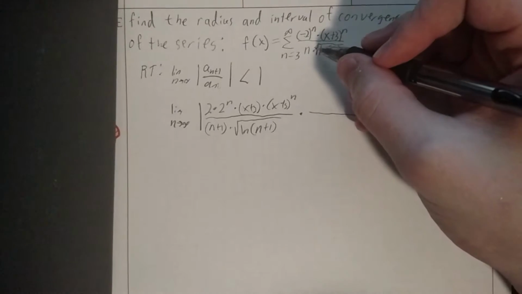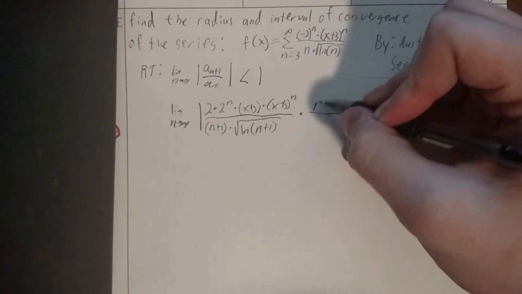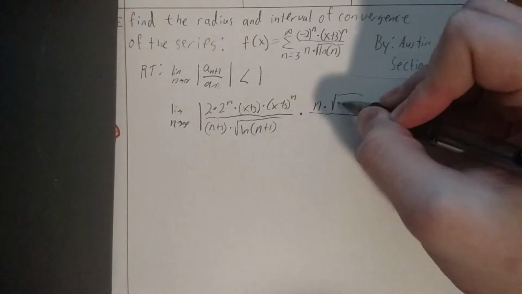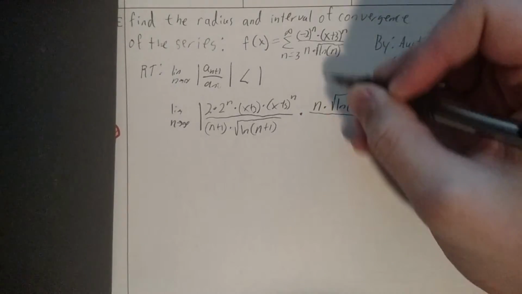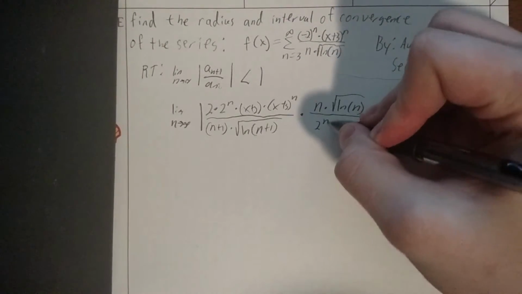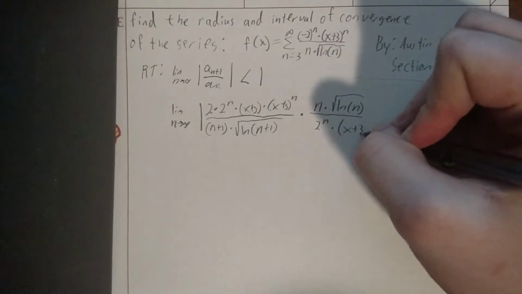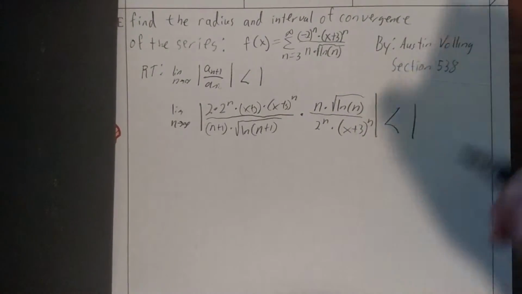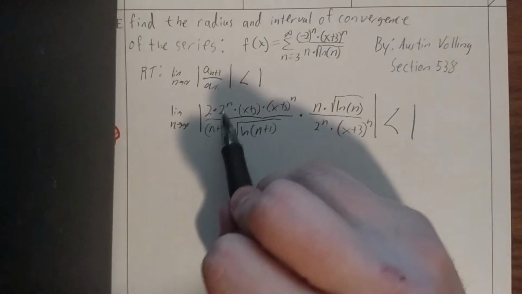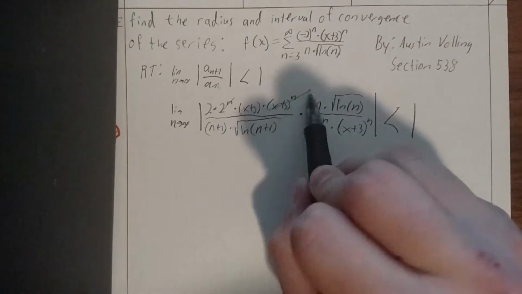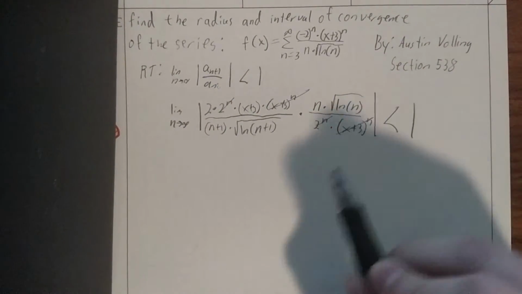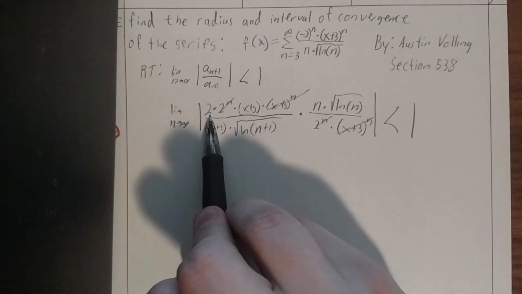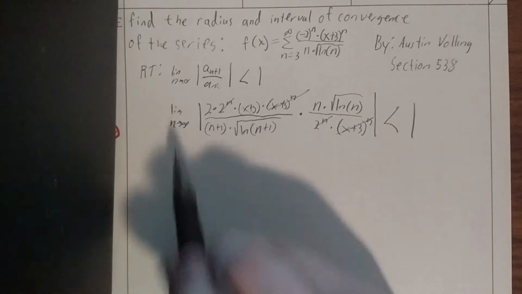So the reciprocal of a of n is this flipped around. So it's n times the square root of the natural log of n over 2 to the n times x plus 3 to the n, less than 1. So here we can cancel out this 2 to the n and the x plus 3 to the n, and then we can pull this 2 and this x plus 3 out of the limit.